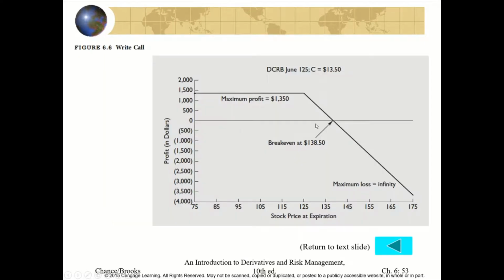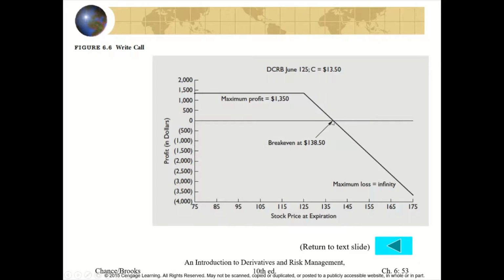Again, this is the profit diagram for a short call from chapter 10. Here, the maximum loss in a short call is infinity, which means this position, a short call, is the most risky position among the 4 positions in investing in call options.